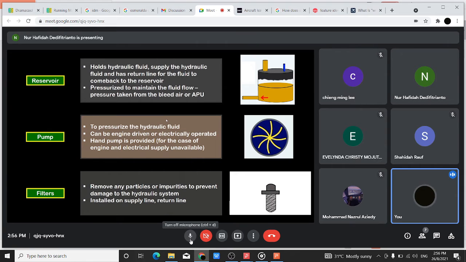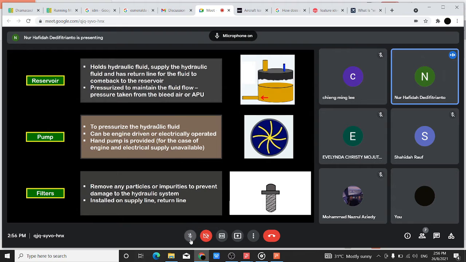For the reservoir, is it always full of hydraulic fluid? It's not really full. Actually, on the reservoir there is a level indicator, whether it is half, full or just empty, so that you can check whether it's full or not. But it depends on the requirement, if I'm not mistaken. So in normal operation it's usually not full. Yes, because you need that space for the pressure.